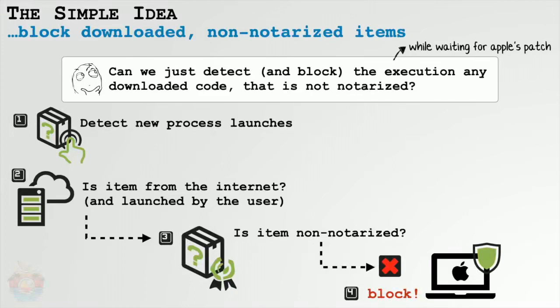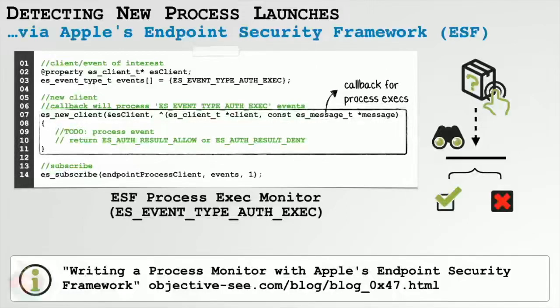So in 4 simple steps, the idea I had was to detect any new process launches, and then check if that item was from the internet and launched by the user. So if someone's locally opening Calculator or Pages, I'm going to ignore all that. A developer running some script, that's fine. But if it's something from the internet that the user has double-clicked and launched, I want to validate and check if it's notarized, step 3. And ultimately, if it's not, I'm just going to block it or alert the user that what they're about to launch is unnotarized.